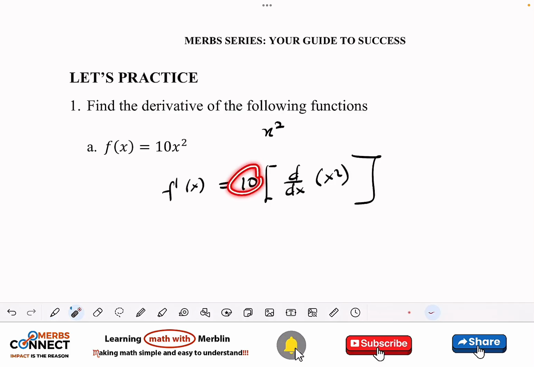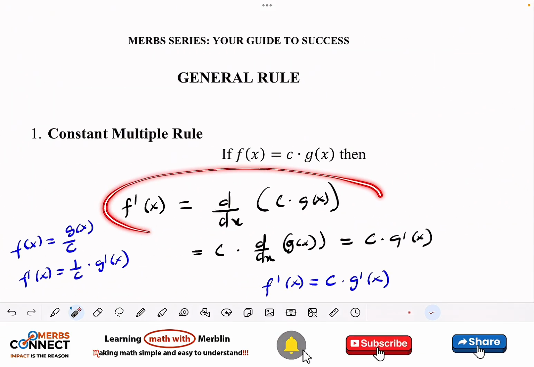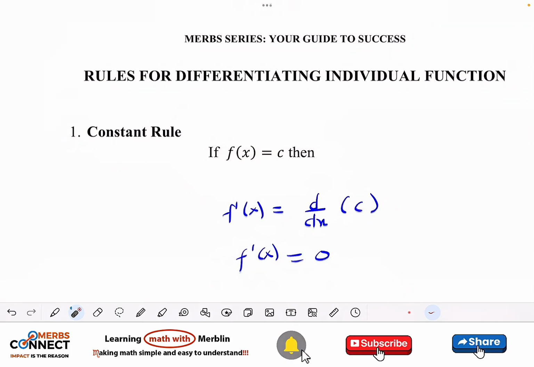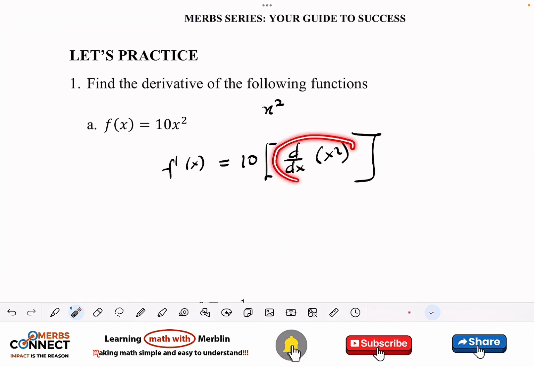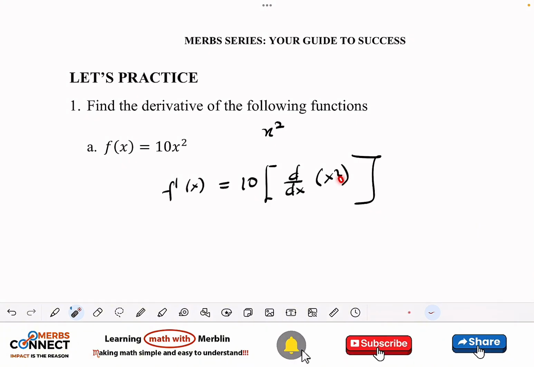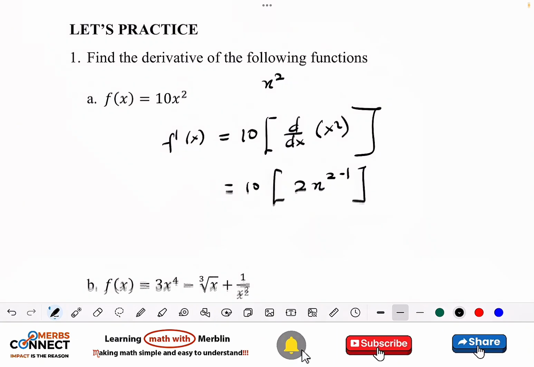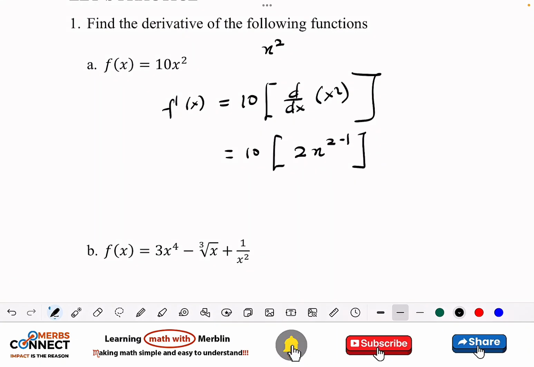So I maintain this and then I just did this. Doing this is the first rule that we learned here, the constant multiple rule. Now differentiating this is the rule that we learned. We need to use the power rule because we have x to the power n and here our n is 2. So using the power rule, this one is going to give us 10. Then this one will be 2x to the power 2 minus 1 from the power rule that we learned. And this is going to give us 20x.